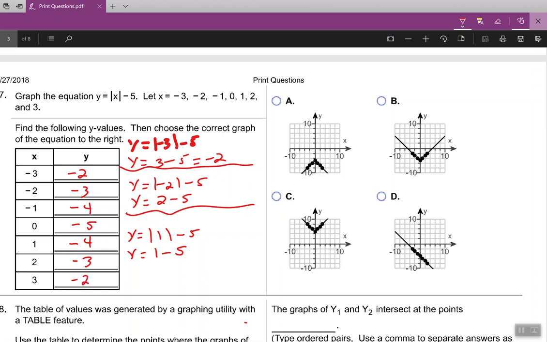So if I were to plot those points, starting with the vertex here, because that's where symmetry begins above and below it, then I see 0, -5. So either this one or this one. That's where I have 0, -5. And then -1, -4. So it's a little bit above that vertex, -1, -4. So that tells me that if I plot all my points, then graph B would be the correct choice.